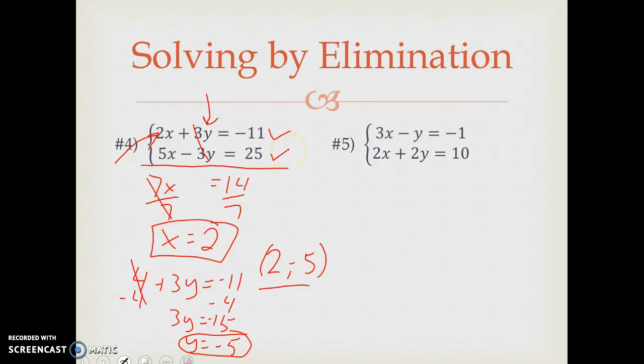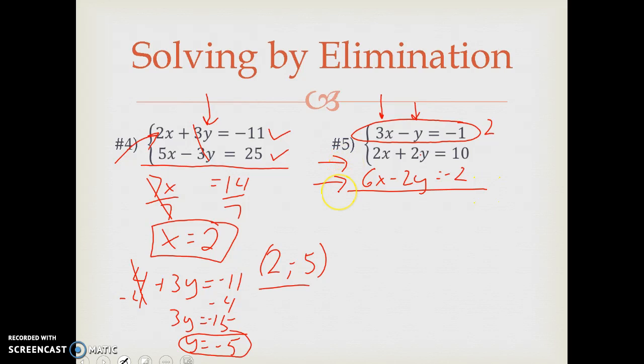Let's try number 5. This one's a little bit more difficult because right now the x's aren't going to be eliminated, and neither are the y's. But what I can do is take this top equation here and multiply it times 2 so that I have a negative 2y and a positive 2y. So if I multiply this equation by 2, it's going to be 6x minus 2y equals negative 2. And then if I take these two equations here and add them together, 2x plus 6x is 8x. 2y and a negative 2y, they're eliminated. And 10 and a negative 2, well, that's positive 8, which means when I divide both sides by 8, x is 1.